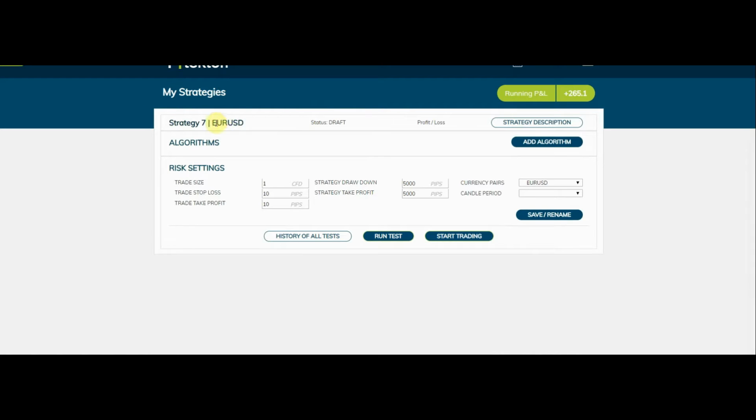Okay, it's on euro dollar. So if we wanted to change that, we could simply change that by looking here. And as we add other instruments, other equities, indices, commodities, crypto, that sort of thing, as we add that to our offering, that will add that to the list. So at the moment it's set to euro dollar, and we'll set it to a 5-minute time frame.